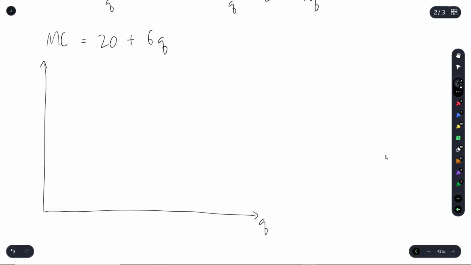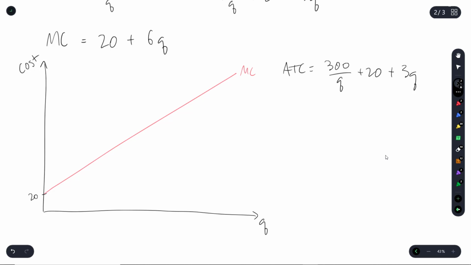I'm going to put quantity on our horizontal axis, and I'm going to put all our cost concepts on our vertical axis. First, let's graph the MC. I'm going to mark out 20 here because we know that is our intercept, and it's going to be an upward sloping line. Now I want to graph our ATC. I'm going to rewrite that just so we have it. It's 300 over Q plus 20 plus 3Q.